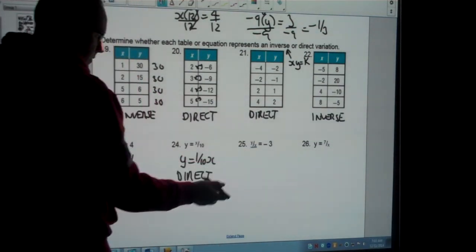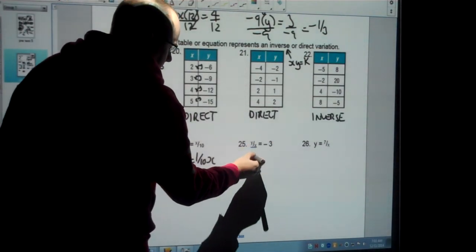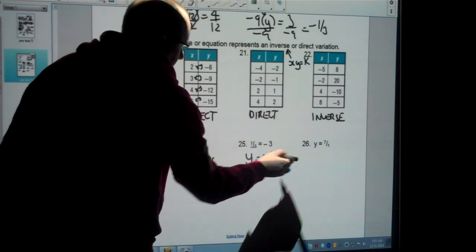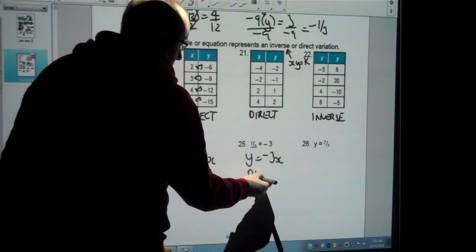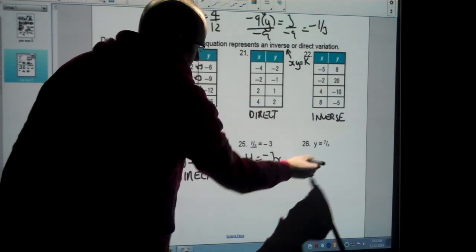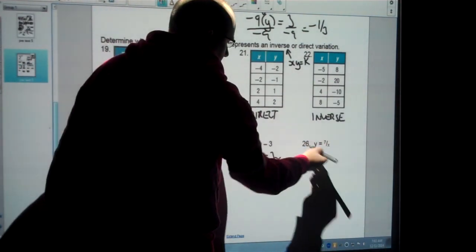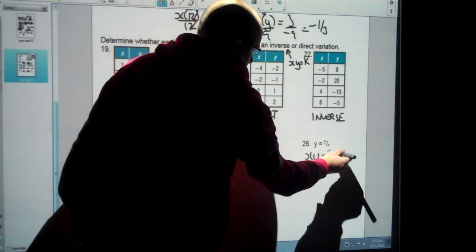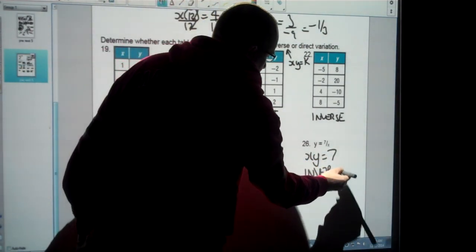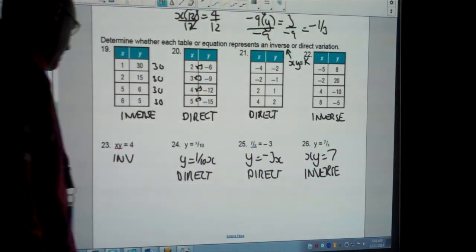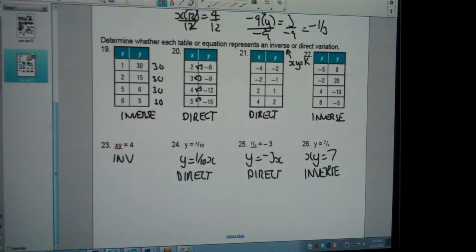This one doesn't look like any of those two things, but if I multiply both sides by x, then I get y equals negative 3x, so it's y equals kx again here, so this is also direct. And I don't have one like this either. If I multiply both sides by x, I get xy equals 7, so that would be inverse again. And that concludes the pretest for Chapter 5.